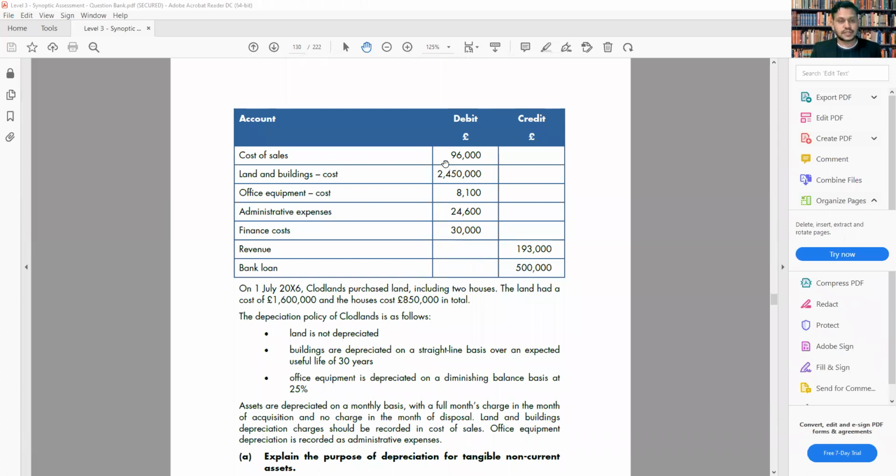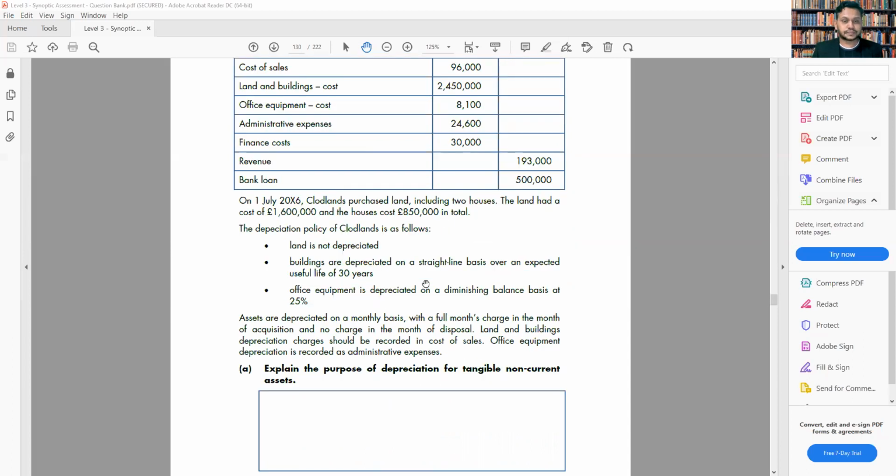We have a cost of sales, we have a land and building cost, we have office equipment, we have admin cost, finance cost. Finance cost means the interest. Sometimes students get confused. What is the finance cost? Finance cost is the interest. So when you take a loan, you have to pay the interest. That is the finance cost. Revenue is the sales. A bank loan is a long-term loan.